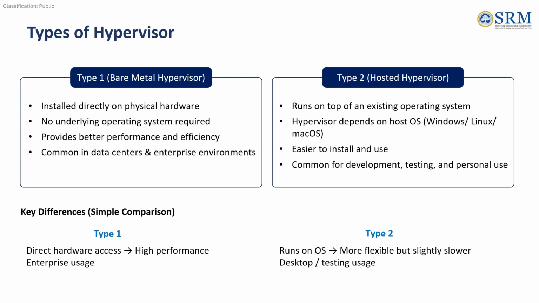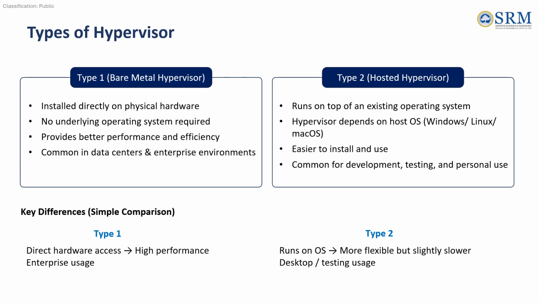On the other hand, a Type 2 hypervisor runs on top of an existing operating system such as Windows or Linux. It is easier to install and commonly used for development, testing, and personal use. However, because it depends on the host operating system, its performance is slightly lower compared to Type 1.